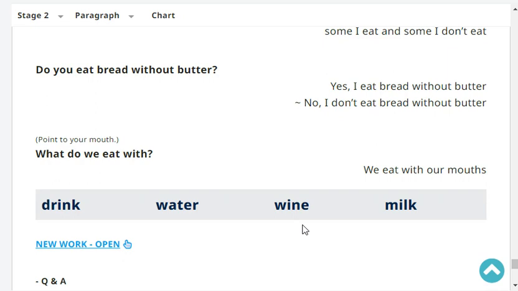Butter, like you put butter on your bread. Do you eat bread without butter? Yes or no? Yes, I eat bread without butter. Very good. What do we eat with?